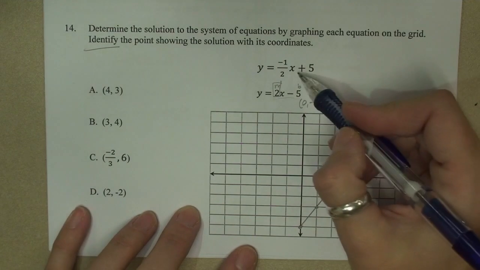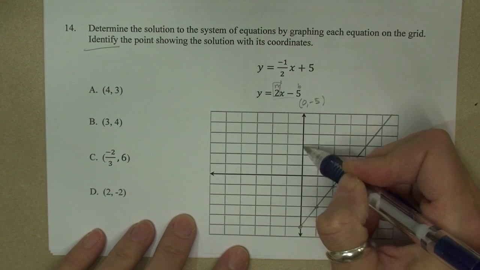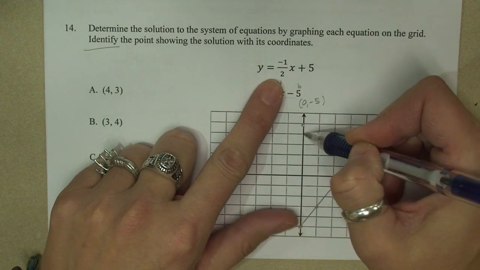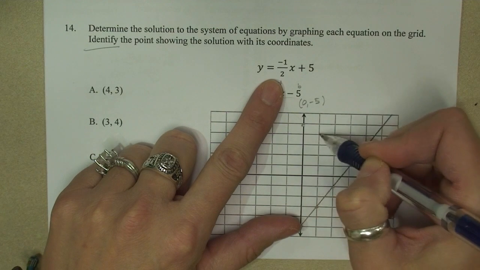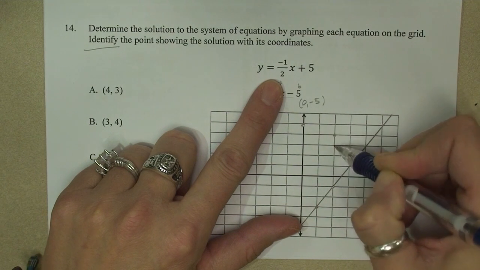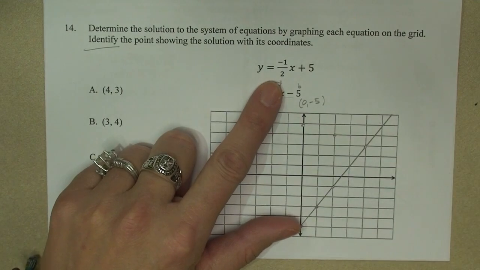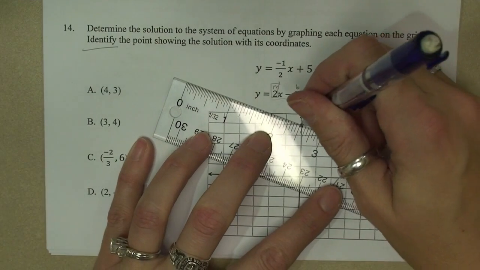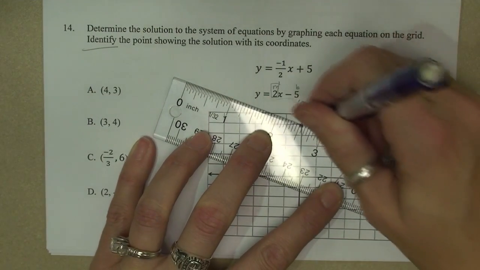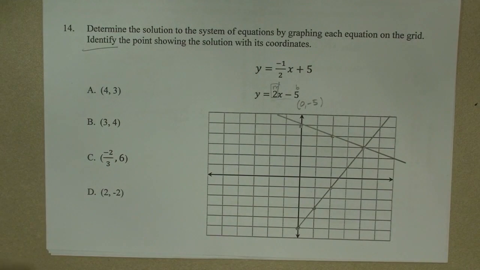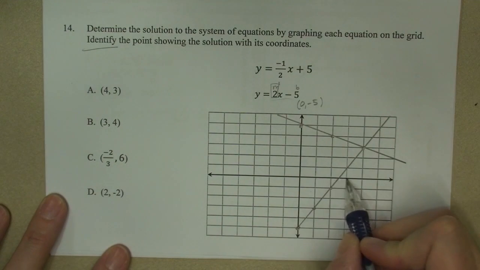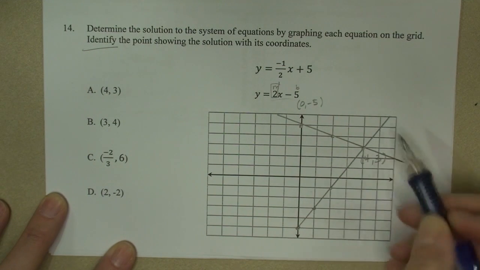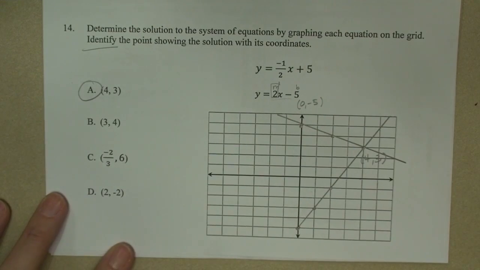There's one line. And then here I've got a +5, 1, 2, 3, 4, 5, 0, 5. And I'm going to rise -1, run 2. -1, run 2. And I already know my point, I think. And this is my solution. 1, 2, 3, 4. And then 1, 2, 3. So 4, 3 is my solution.